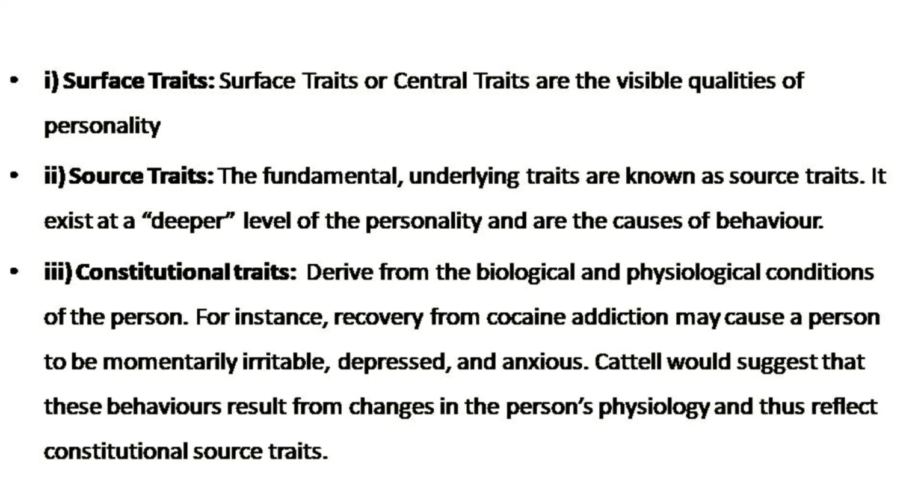Second is source traits. The source traits are the fundamental underlying traits, which exist at a deeper level of personality and are the causes of behavior. The third is constitutional traits. These are derived from the biological and physiological conditions of the person. For instance, recovery from cocaine addiction may cause a person to be momentarily irritable, depressed, and anxious. Cattell would suggest that this behavior results from changes in the person's physiology and thus reflects constitutional source traits.